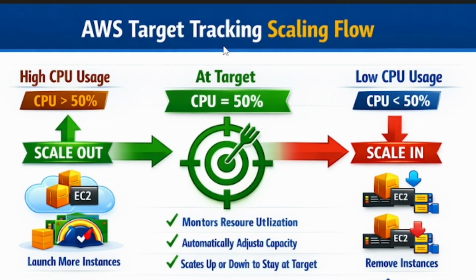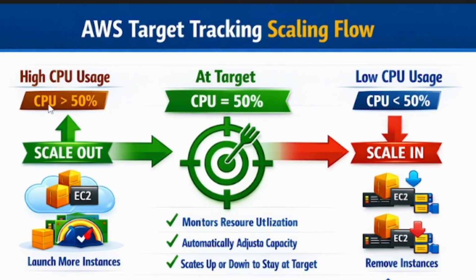AWS target tracking scaling flow. In AWS, CloudWatch is a monitoring tool. It will monitor the EC2 instance. If the CPU is equal to 50%, that means it is in the normal state. If the CPU percentage is greater than 50%, that is high CPU usage, then auto scaling will scale out the instances.